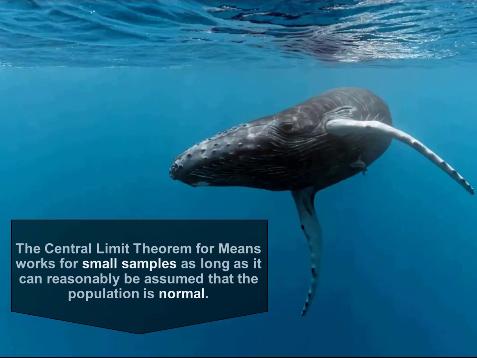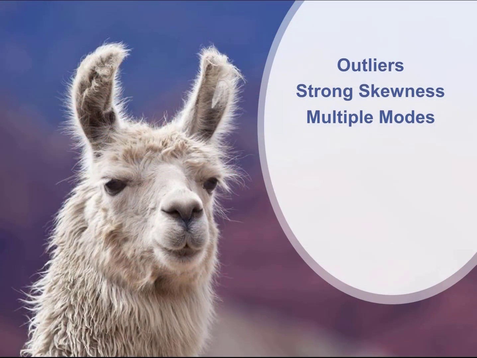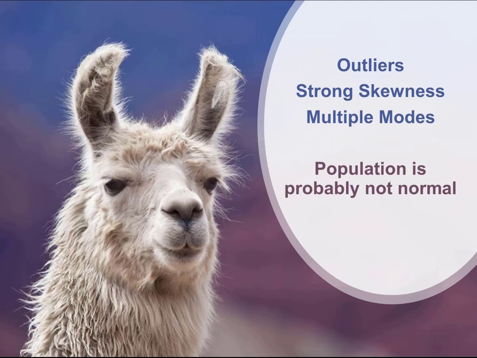Basically, it comes down to this. The more normal the sample looks, the more reasonable the assumption is that the population from which it was drawn is normal. So if we see things like outliers, strong skewness, or multiple modes in the sample, then those things might also appear in the population, meaning that it's probably not normal. Let's keep these three things in mind.